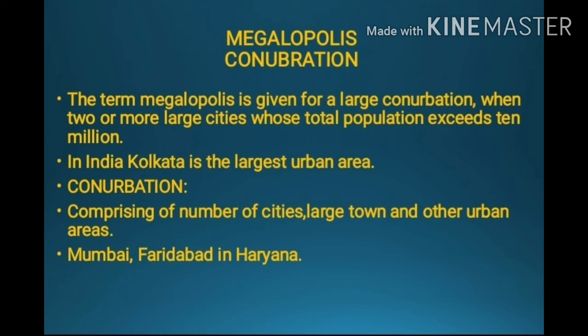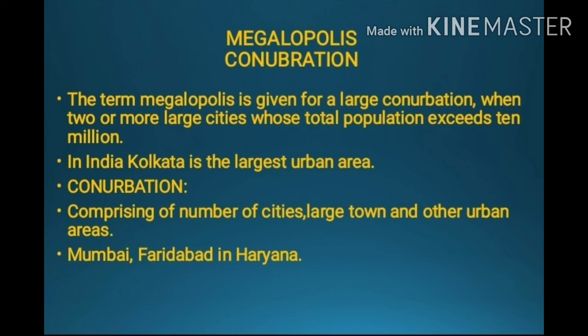Megalopolis. The word megalopolis is given for a large conurbation. It is a large conurbation of two or more large cities whose total population exceeds 10 million. So, megalopolis indicates a population of more than 10 million. In India, Kolkata is the largest urban area which is a megalopolis, with a population of more than 10 million.